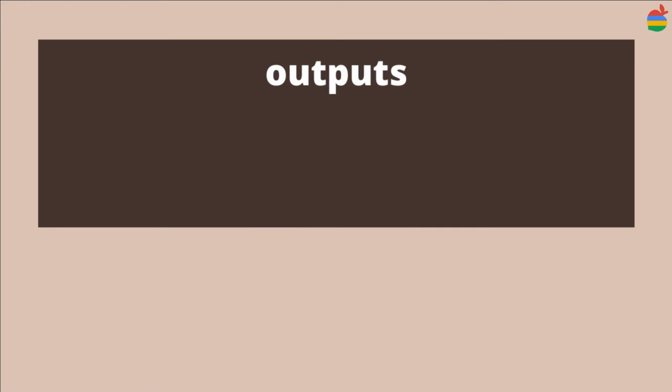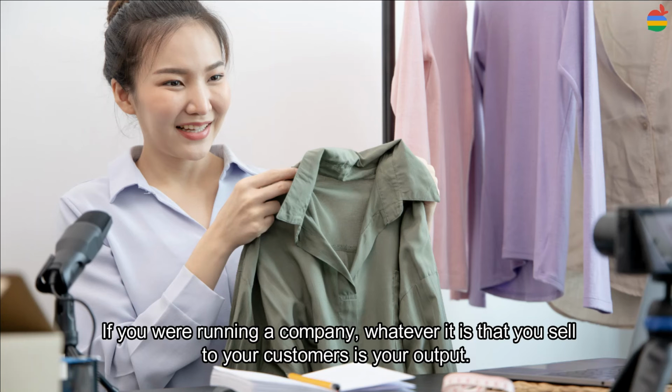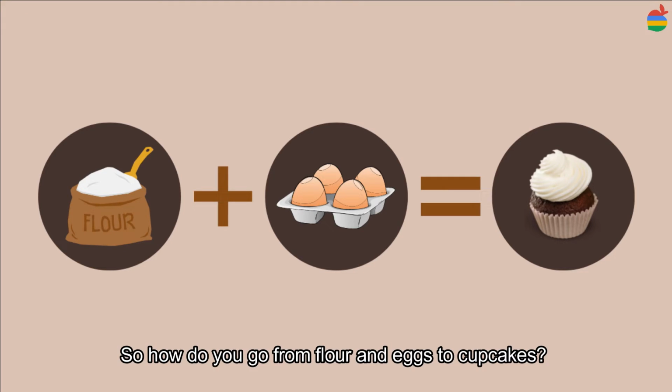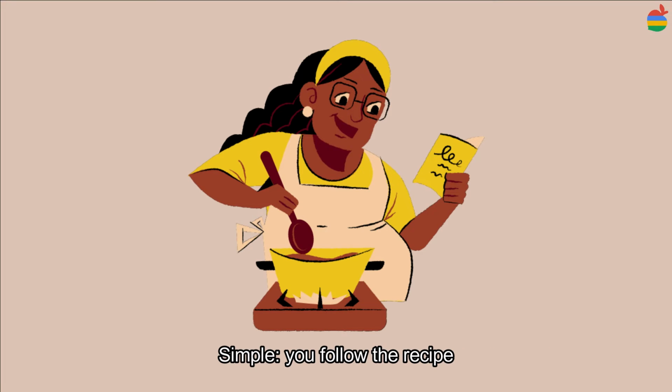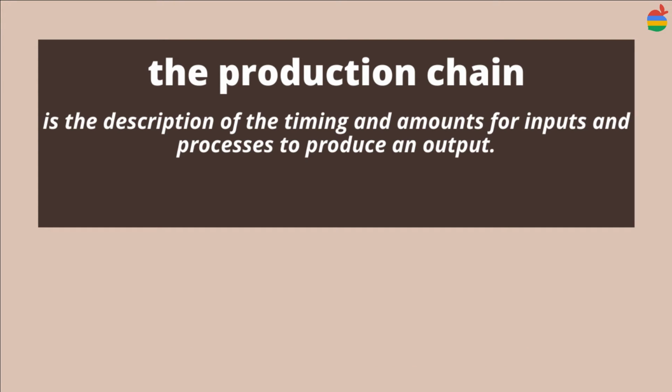Outputs, on the other hand, are the result of a process. So in this example, your cupcakes were the output. If you were running a company, whatever it is that you sell to the customer is your output. So how do you go from flour and eggs to cupcakes? Simple. You follow the recipe. Likewise, when you go from raw materials to finished goods, you follow the production chain. The production chain is the description of the timing and amount for the inputs and processes to produce an output.